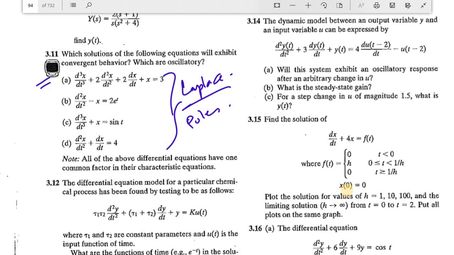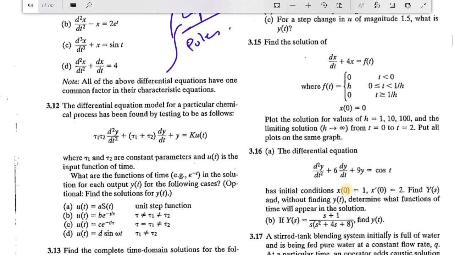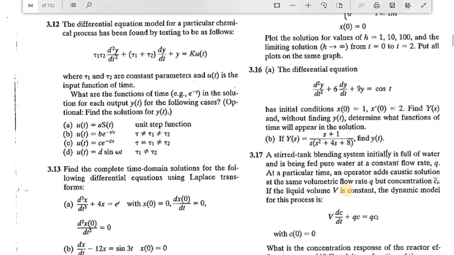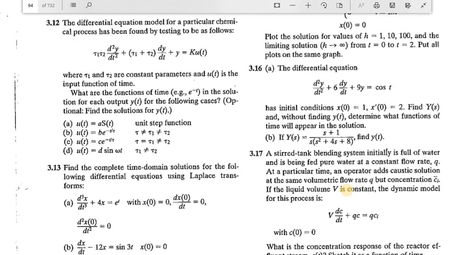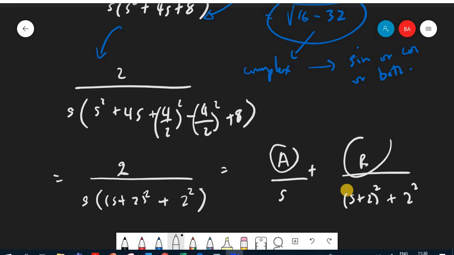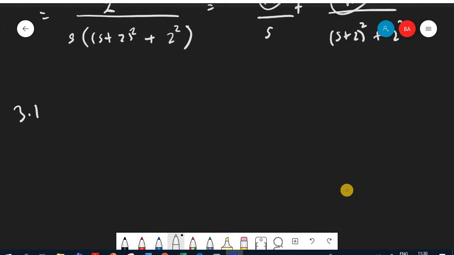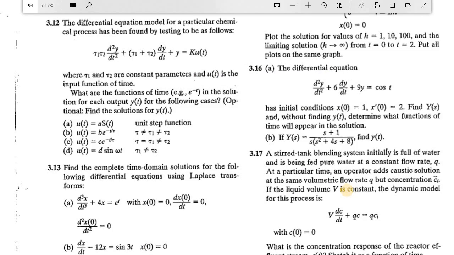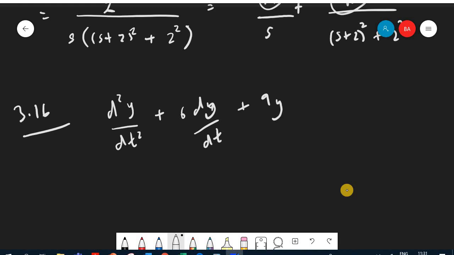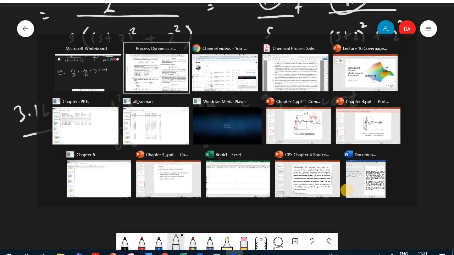So what else do we have as a problem? Let's solve 3.16. It just came to my mind, why not solve 3.16? So I just want to write our problem here. 3.16, and our problem says that d squared y by dt squared plus 6 dy by dt plus 9y is equal to cosine t. So that is my system.